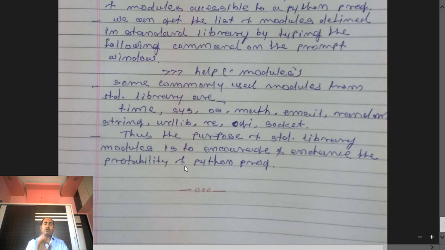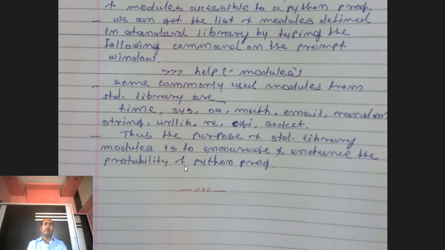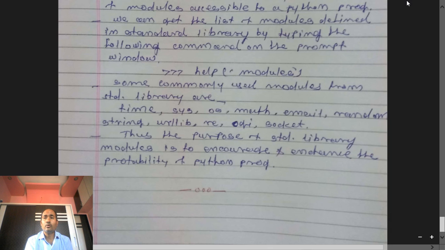So how can we see these already available standard library modules? In the Python shell, we type help in brackets modules, and we get a number of standard files: time, sys, os, math, email, random, string, re, cgi, socket. All these standard library files are shown when we type the command help modules, and all of them are effective in a number of ways for our programming.